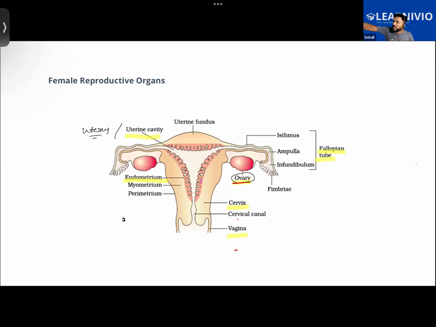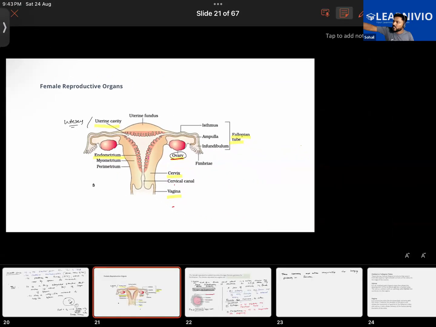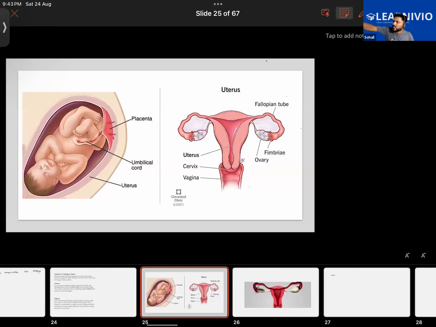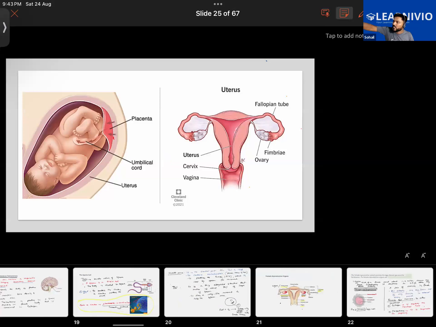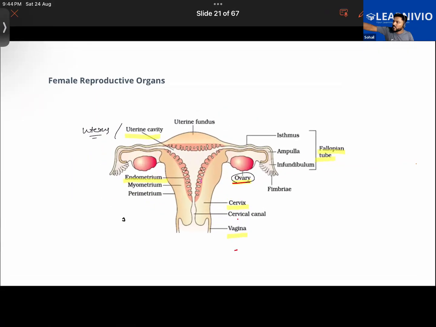Furthermore, what happens if pregnancy occurs, when fertilization takes place? The cervix would produce a very thick mucus. Mucus, you guys understand? Like mucus is a substance which is secreted by the inner lining of our stomach also. So it's basically a special fluid that is produced.